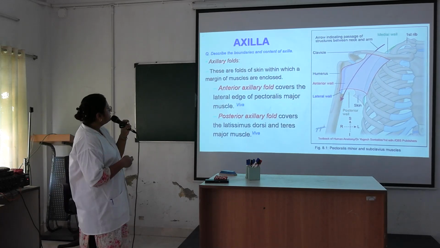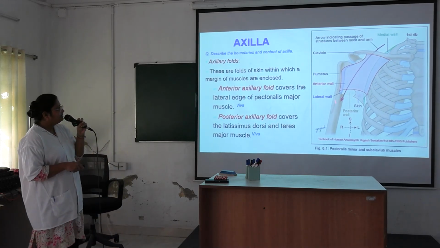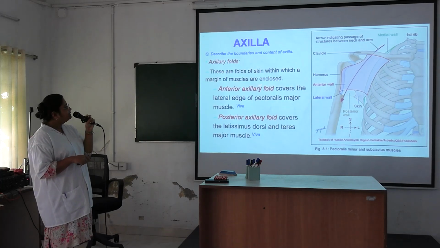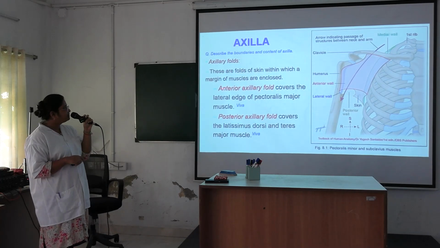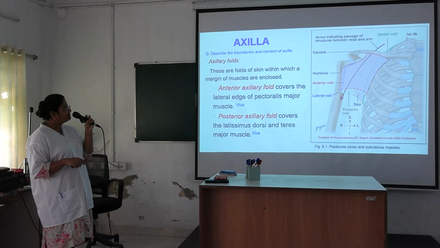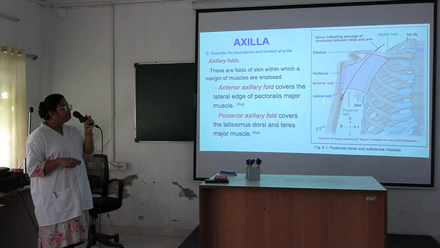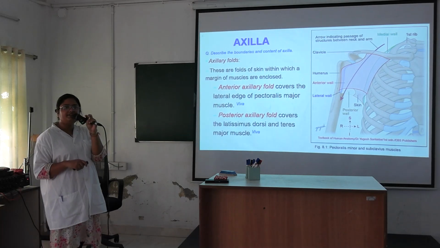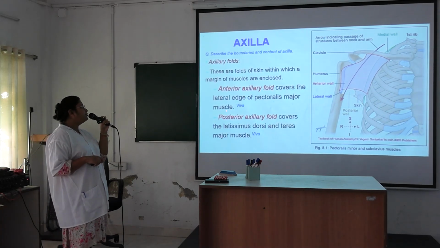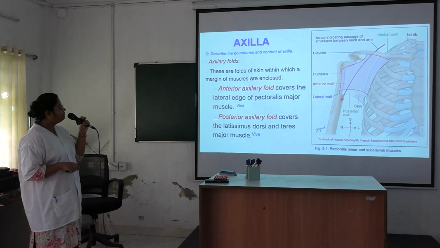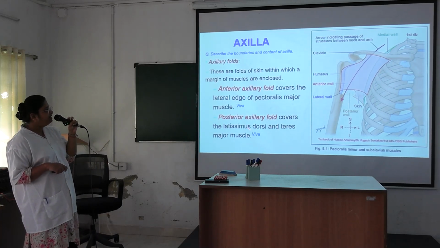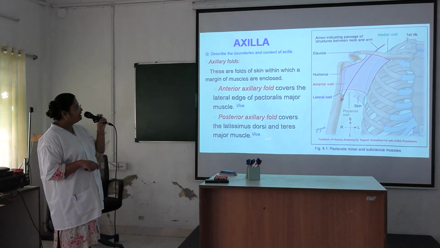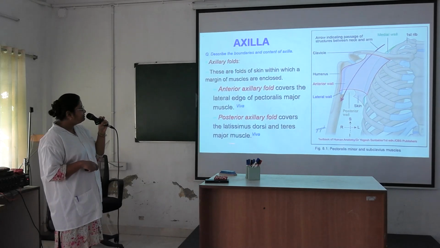Okay, so axillary folds are the folds of skin within which a margin of muscles are enclosed. Anterior axillary fold covers the lateral edge of pectoralis major. Here, the lateral edge of pectoralis major is forming the anterior axillary fold. And posterior axillary fold covers the latissimus dorsi and teres major muscle. Here is the posterior axillary fold formed by the latissimus dorsi and teres major.